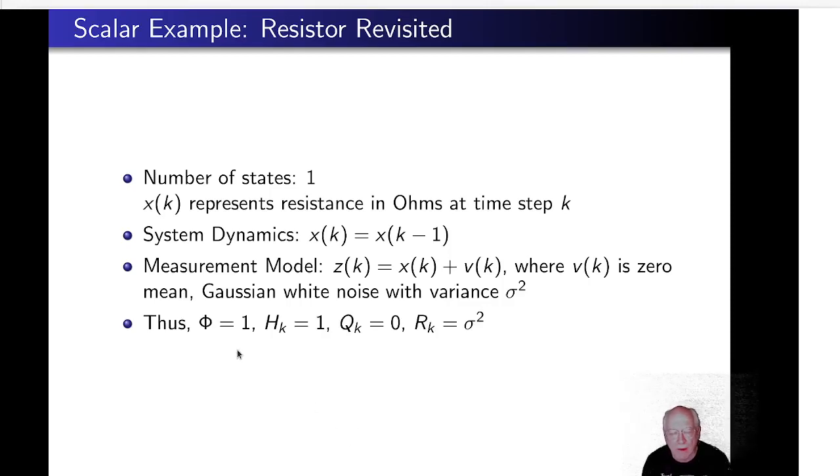So phi is 1, because it's constant dynamics. H is 1 because we're measuring the state directly. Q is 0 because we have no process noise. And R is sigma squared.